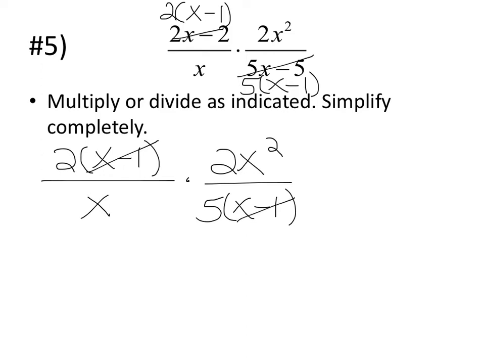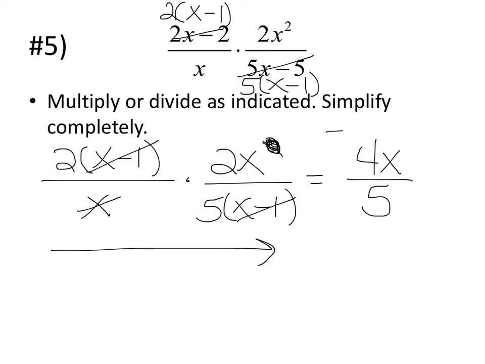So the x minus 1's cancel. The x's cancel, just one of these cancels, so I just cross out the squared. And it looks like that's it. So multiply straight across. Remember, numerator times numerator is 4x because it's 2 times 2x. And all that's left in your denominator is the 5. So it's 4x over 5.